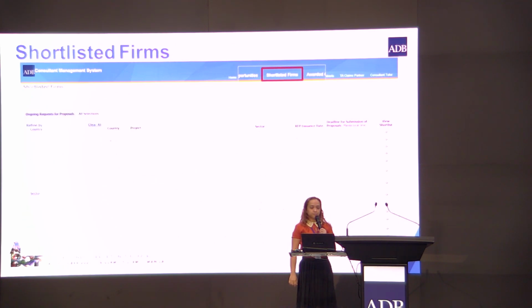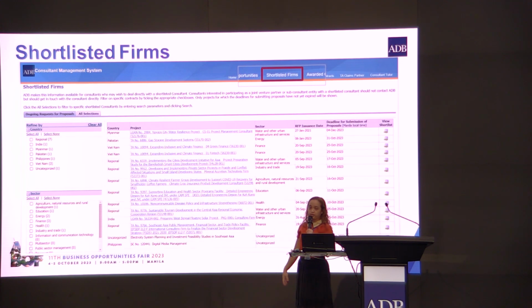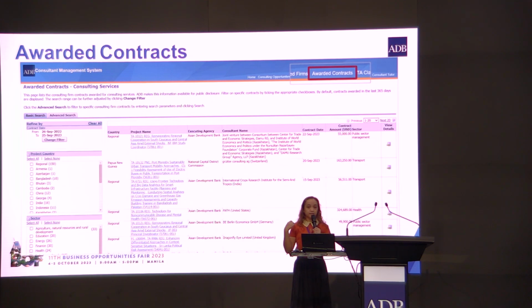And then next, beside the consulting opportunities is the shortlisted firm. So this screen provides information in case you want, because these are already shortlisted firms, right? So in case you want to participate as a joint venture or a sub-consultant, then you can directly coordinate with the shortlisted firms. Okay, and then the next screen is the awarded contracts. Awarded contracts is made available for public disclosure. This lists the consulting firm contracts awarded for consulting services.